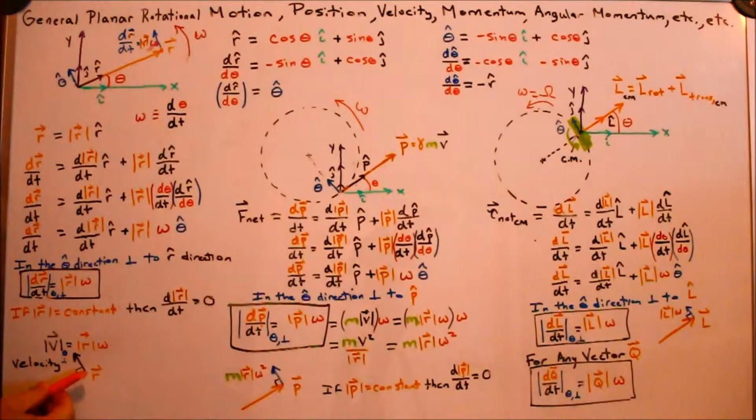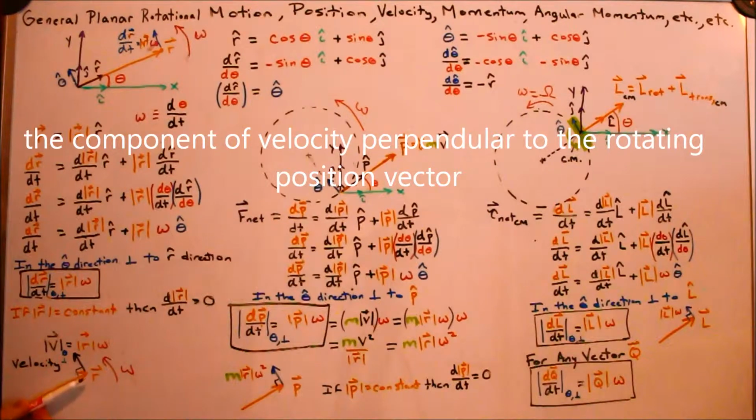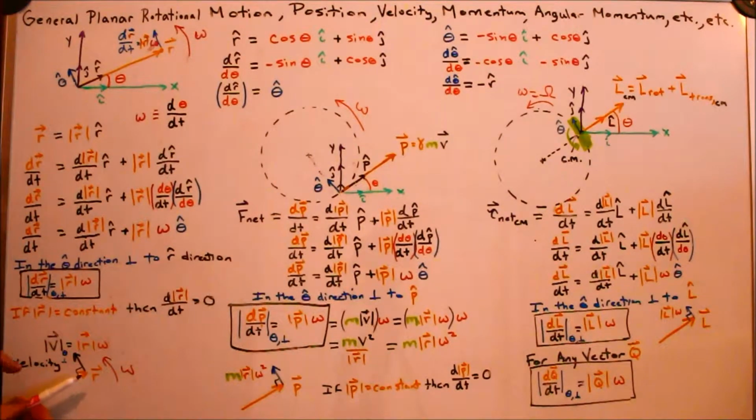And so therefore the only change in this vector is this. So if I have position, the derivative of position with respect to time is velocity. If this thing is rotating with omega, the velocity is the magnitude of r at that instant in time times the angular frequency. And if it's rotating in this direction, then the velocity is in that direction, perpendicular to r.